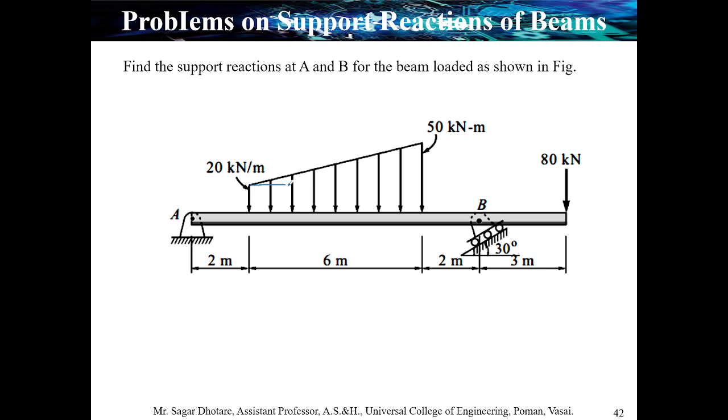From this point to this point, totally it is UDL, uniform distributed load of 20 kilonewton per meter. And about the UVL, it is acting from this side to this side. So the value of this is nothing but 50 minus 20, which is equal to 30.